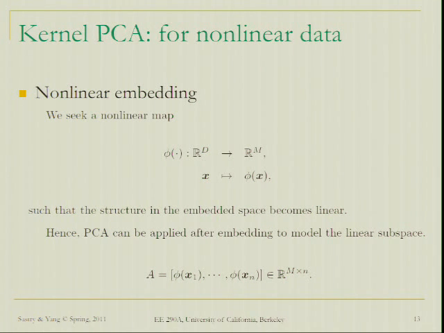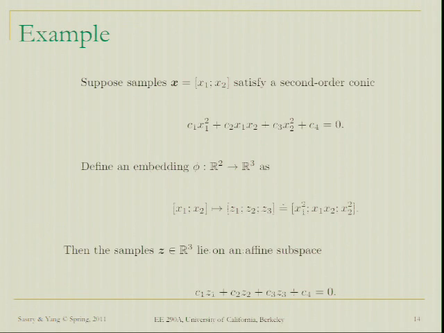So if you assume that your data is nonlinear, then what the nonlinear mapping does is hope that you can find a nonlinear map phi that maps your sample from capital D dimensional space to an m dimensional space, such that after the embedding, the structure becomes linear. After that, you can just apply PCA to the embedded space and try to find the linear subspace model. And we have seen this very simple example.